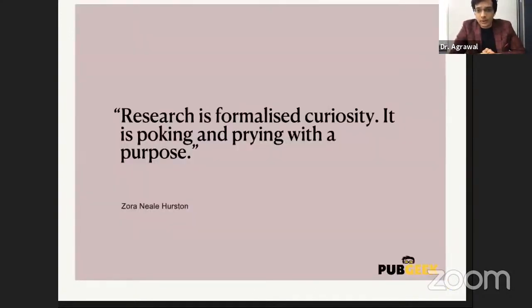So given the current political scenario, I thought it'd be appropriate to use a quote by Z.N. Hurston, who was an author and ethnographic researcher who portrayed racial inequalities in America in the 1900s. Research is essentially just writing down in orderly fashion the things you are seeing around you or things that you are messing with around you.